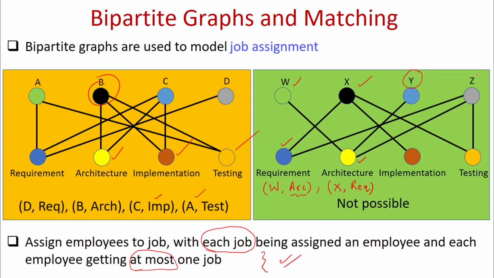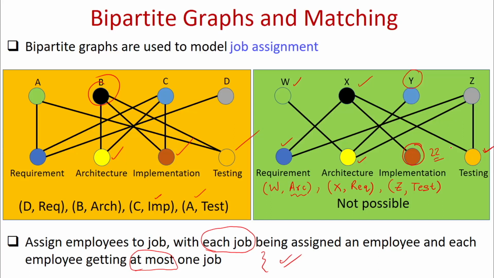And then if I go to employee Z, he can handle requirement, architecture, and testing. Requirement and architecture are already taken care of. Then I can assign only testing to employee Z. But in this whole process, in this scheduling, the module implementation is not assigned to any employee. It goes unattended. And you can try other possible combinations as well.